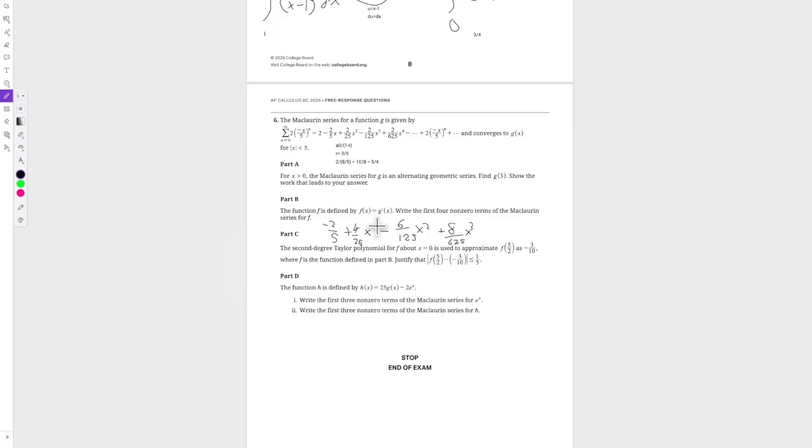This is the function f of x, the first 4 non-zero terms of the Maclaurin series for f. Alright, on to the next question.